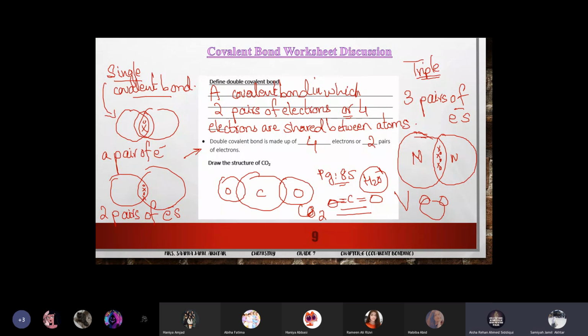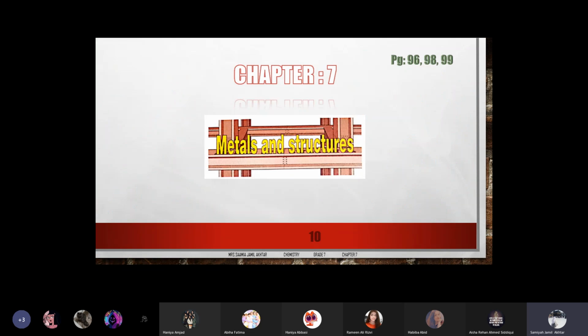Yes, teacher, done. Okay, now let's start chapter 7, the new chapter, metals and structures. The 3 pages which are included are page 96, 98 and 99. These 3 pages are included in this chapter. Teacher, only 3 pages. Yeah, only these 3 pages are included.